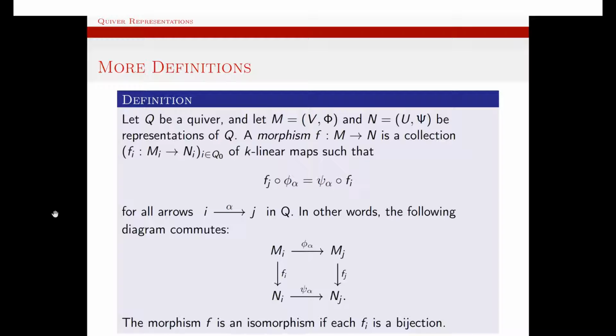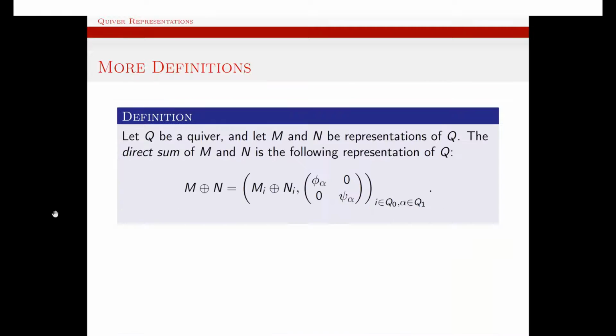We can also combine representations, and that's through direct sums. So if we have two representations of our quiver Q, then for the direct sum, for the vector spaces, we take the direct sum of the two vector spaces, and for the linear maps, we just take the direct sum of those maps. And in the case when our vector spaces are finite dimensional, we can just represent them as matrices, but we can also do this if our vector spaces were infinite dimensional.